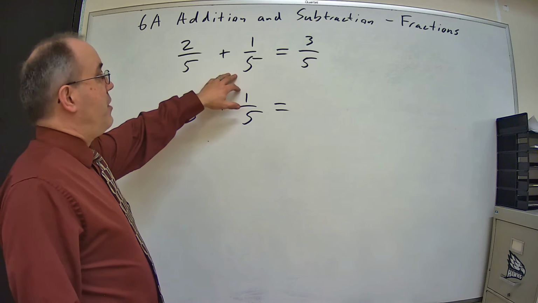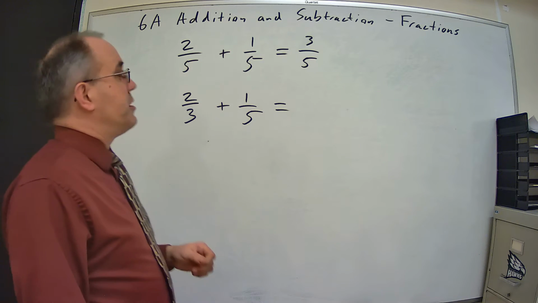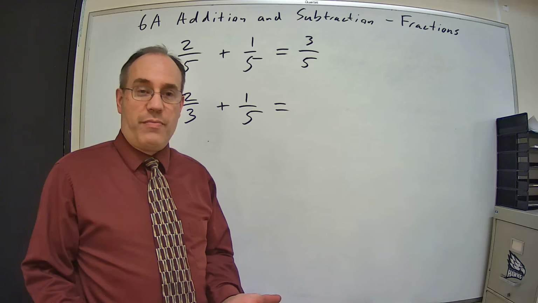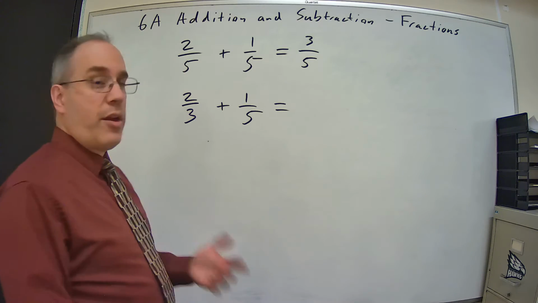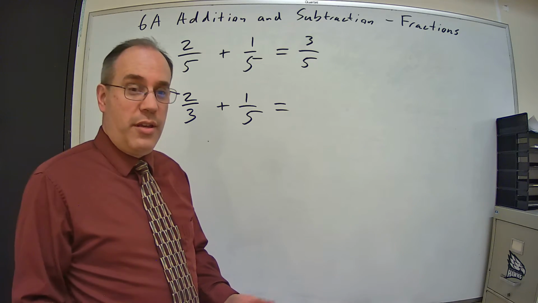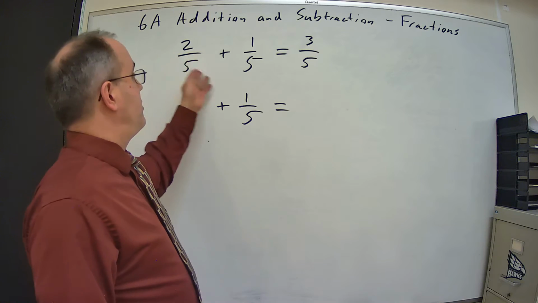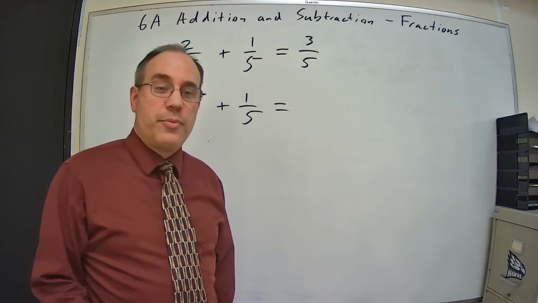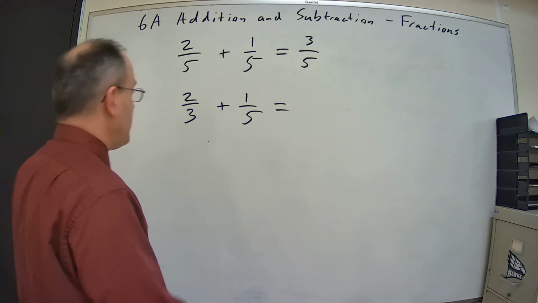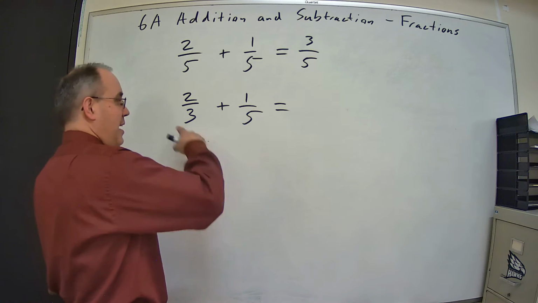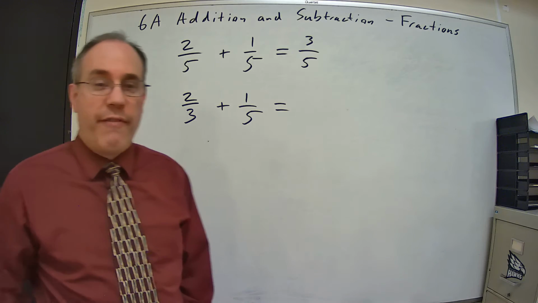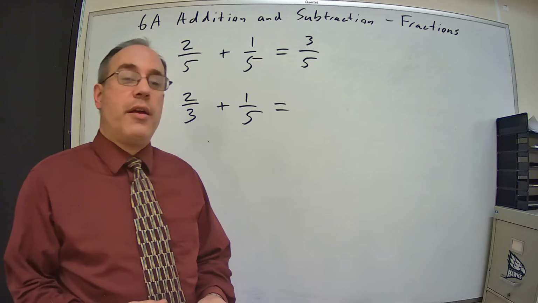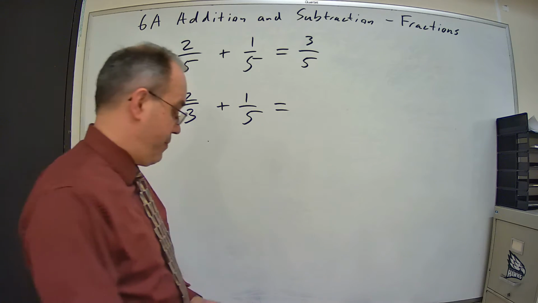So if we have a common denominator, all we have to do is add the numerator. Same thing with subtraction. If we have a common denominator, all we have to do is subtract the numerators. And we'll do some examples of these. If you do not have a common denominator, then the first thing you have to do is come up with a common denominator.